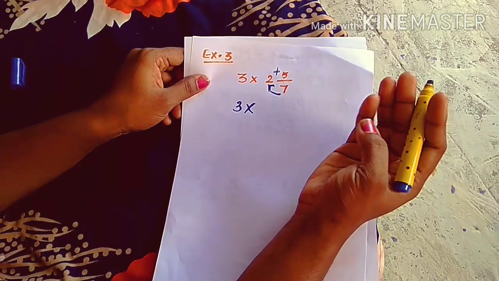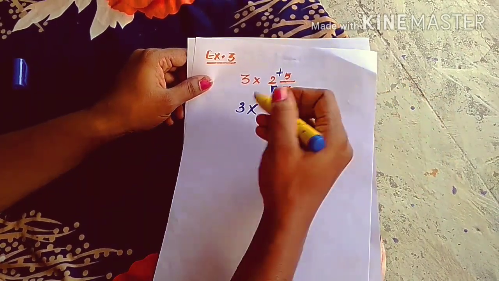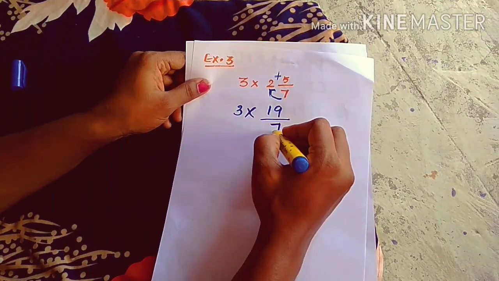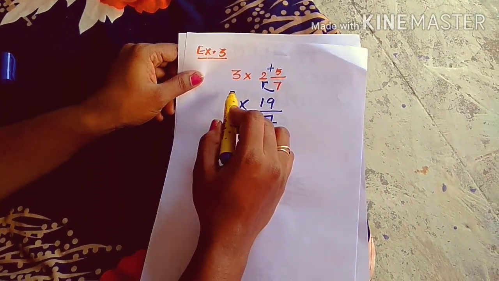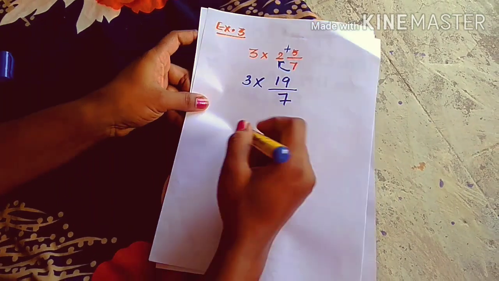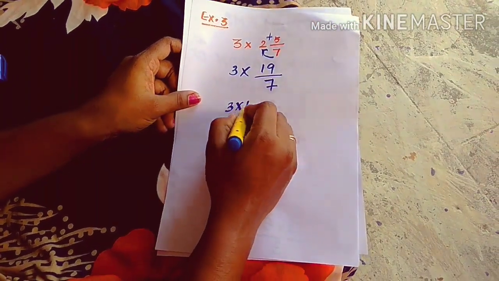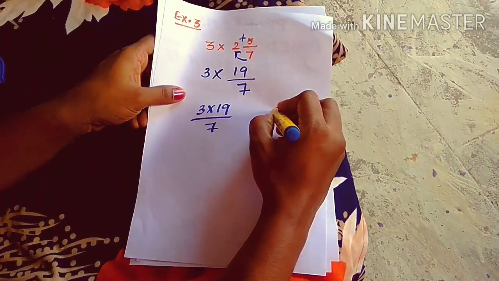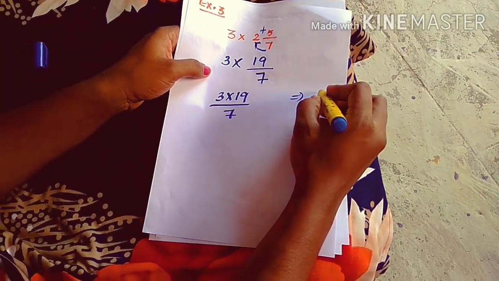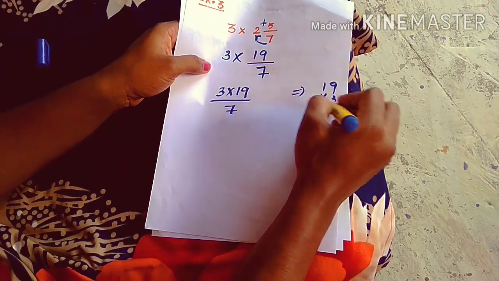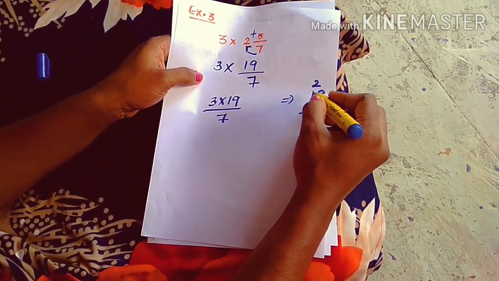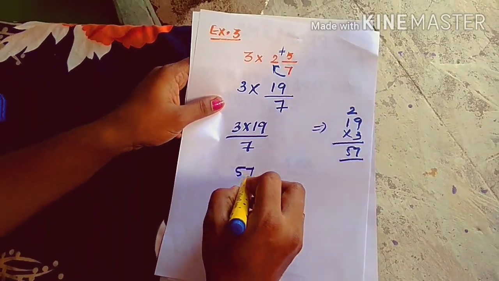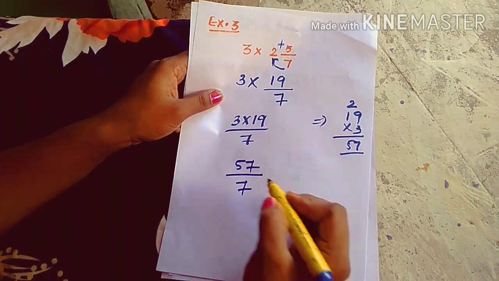14 plus 5: 14, 15, 16, 17, 18, 19. So 19 divided by the denominator, which is 7. Now you are going to multiply this whole number only with the numerator. So 3 into 19 divided by 7. What is 3 into 19? 19 into 3: 9 3s are 27, 2 carry 3, 4, 5, 57. So 57 divided by 7.